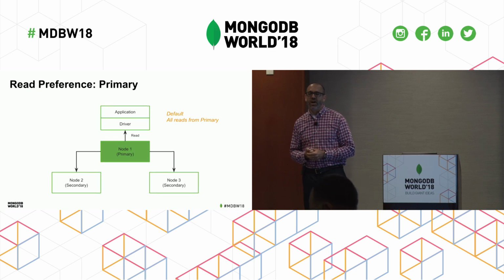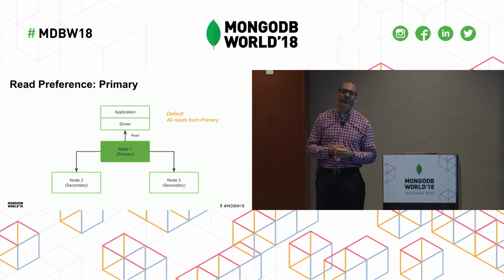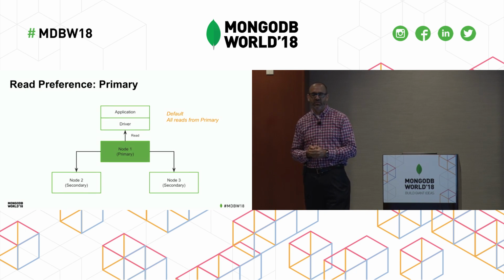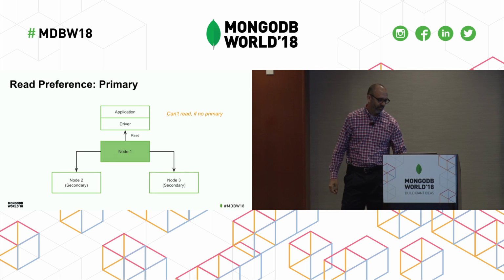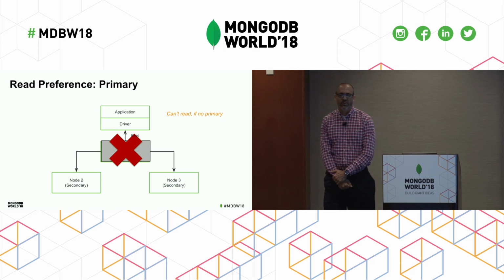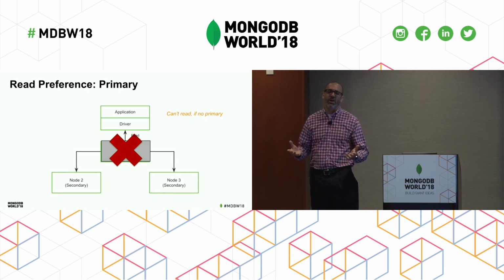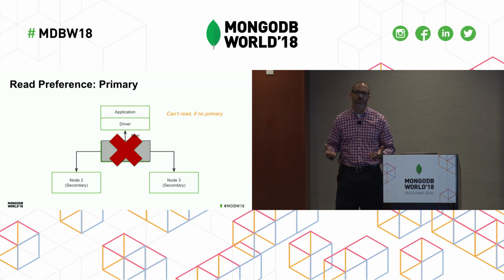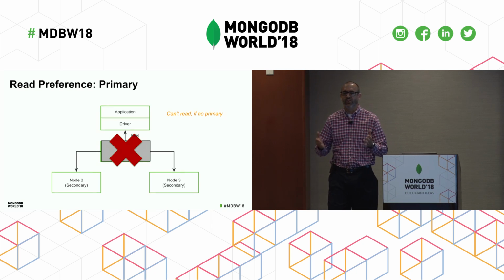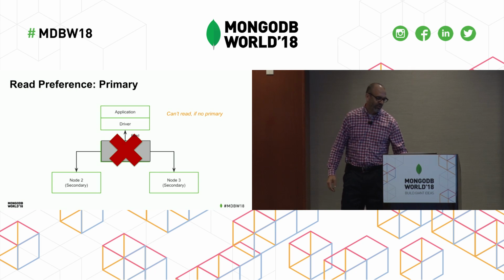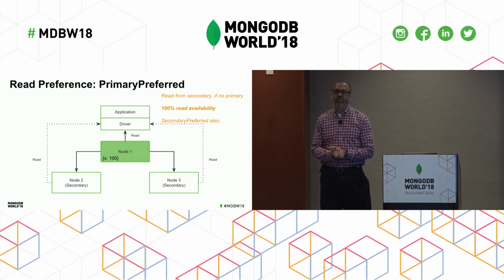And the reason why we do that is that it gives you the most consistent view of the data. Essentially, we're guaranteeing that all the reads will see the results of previous writes. The problem is that if you issue a read preference of primary and there's no primary, you can't read. So there is going to be a loss of read availability in this scenario. But you have the option of other read preferences that you can choose.